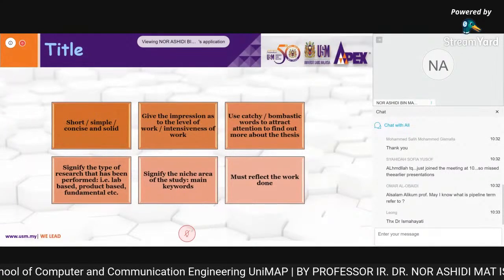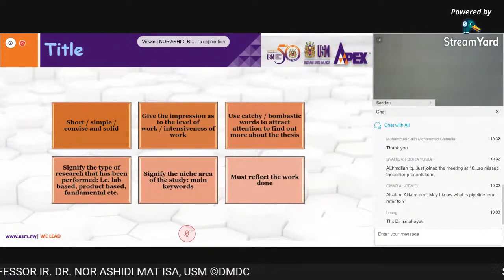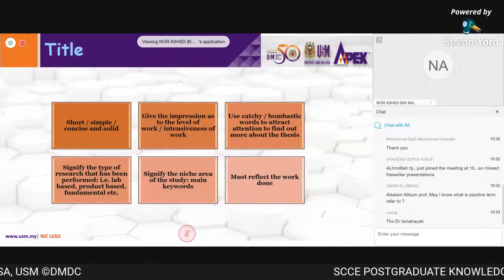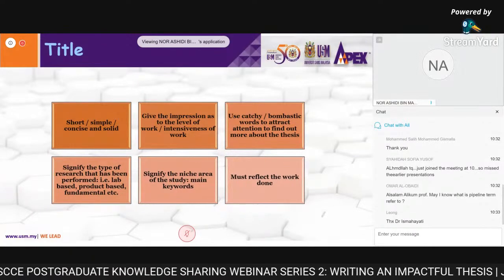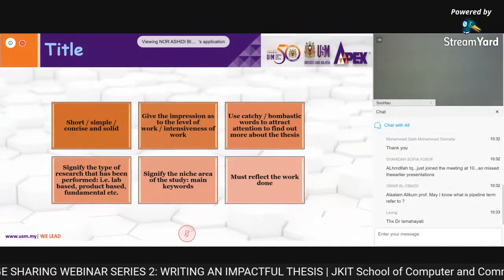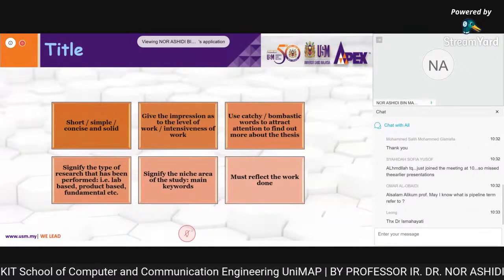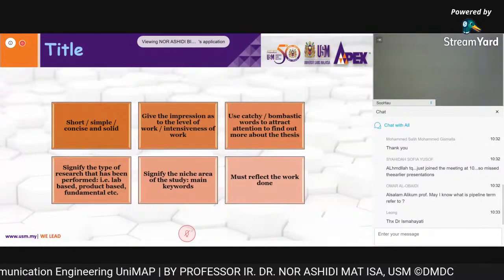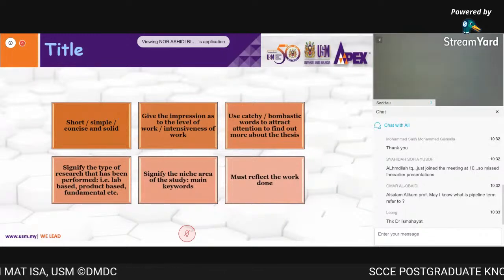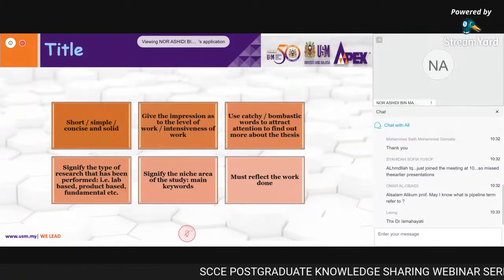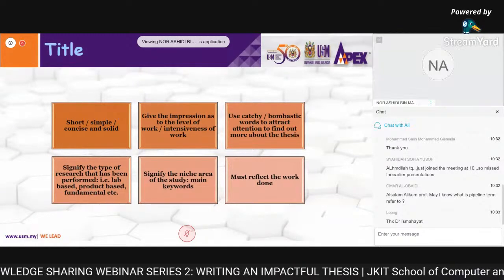For example, students commonly use the keyword novel. Novel is actually a very big word. Instead of novel, you can use a modified version. You can use new, because it's a little bit lower level. Novel is something very big, and it must be supported with a very thorough analysis. If you think that your analysis is just blah blah blah, please do not use the word novel.